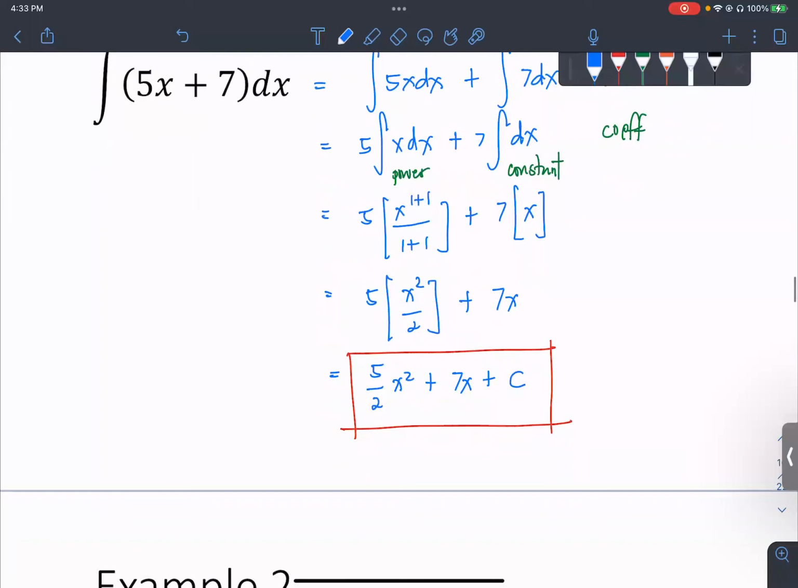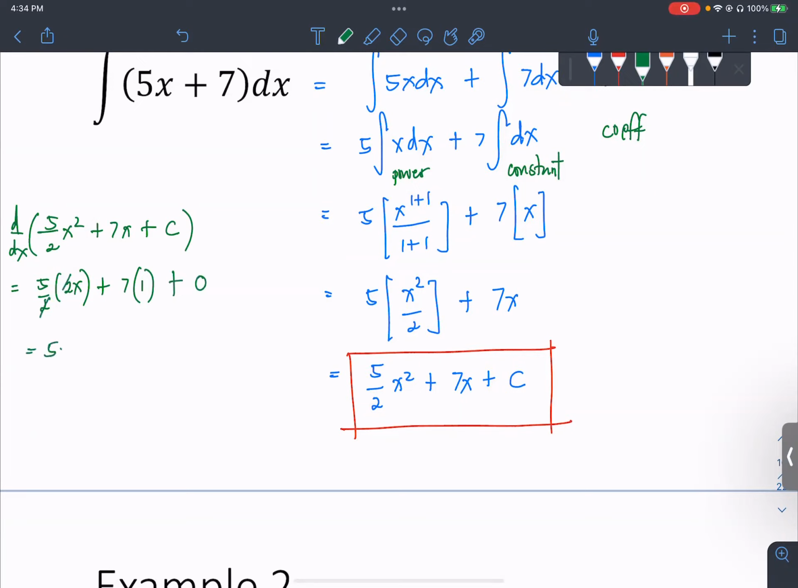So we're going to derive. Ang sagot natin is 5 over 2 x squared plus 7x plus c. So we derive this one with respect to x. This would be 5 over 2, and the derivative of x squared is 2x, plus 7. The derivative of x is 1, and the derivative of c is 0. So 2 will be cancelled out, and I'll have 5x plus 7. So ayun siya na, 5x plus 7.